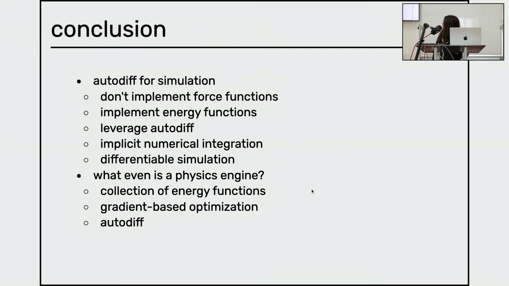Yeah, so just, I guess, a few words. Let me re-emphasize the main point that goes beyond this particular project, which I think might be useful for people thinking about implementing simulations with autodiff and how this relates to machine learning and other things. Automatic differentiation has an important role to play in simulation, even before we talk about differentiable simulation, because we can just implement the energy function, and then you compute the force automatically by running autodiff. This can also be extended to implicit numerical integration methods, and we can even make those implicit numerical integration methods differentiable. And I guess more generally, what even is a physics engine?